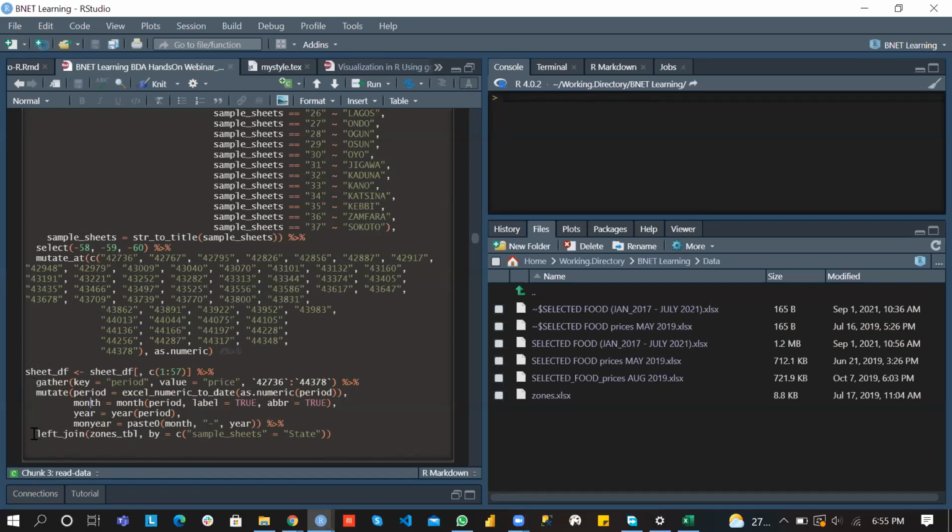And as part of the data wrangling activity that I carried out, I also merged two data sets. Now, the data set from NBS does not include geopolitical zone. We only have them by states. However, I still want to be able to show what we have by geopolitical zone. So what I did was that I created another data set in Excel that contains each of the states and their geopolitical zone, and merged these two files together.